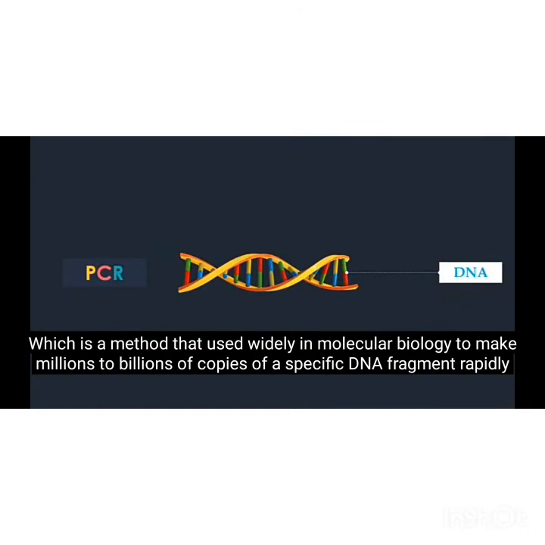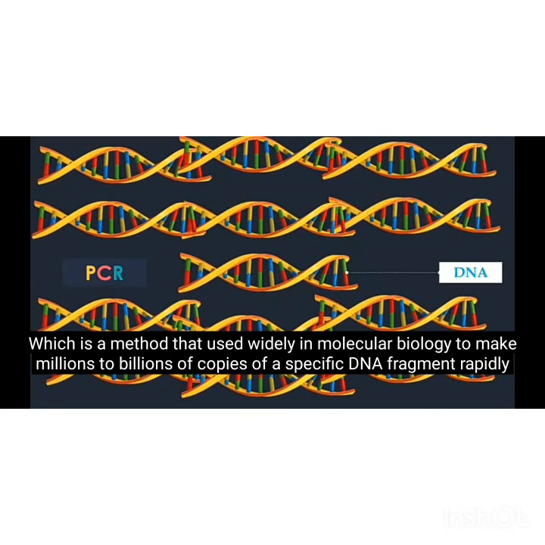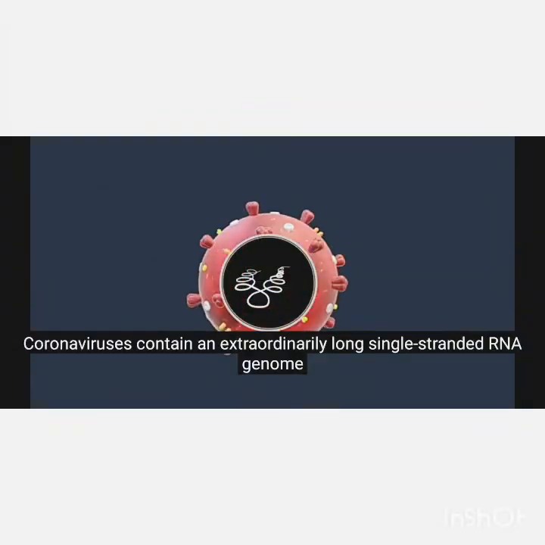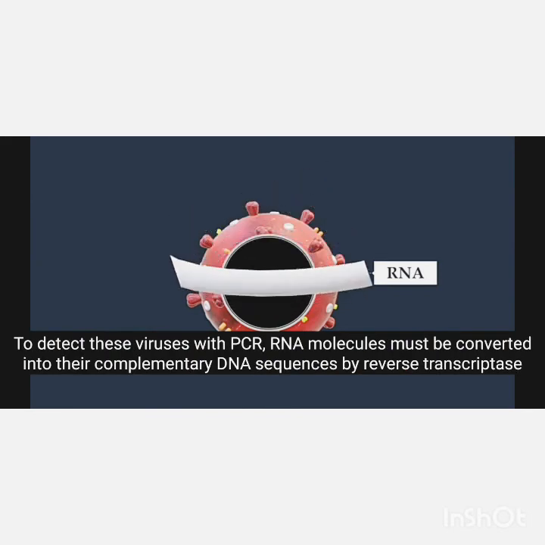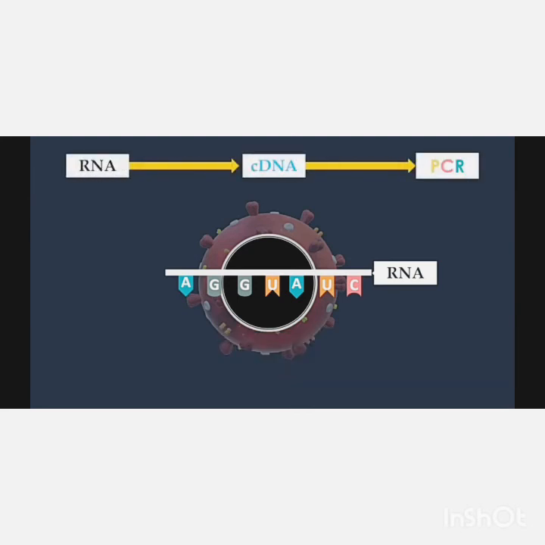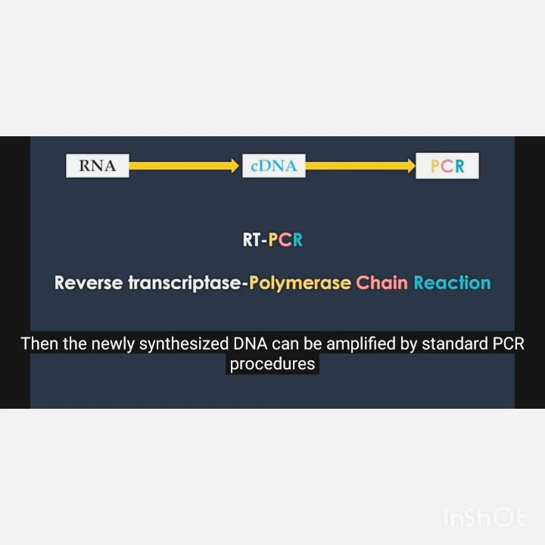PCR is a method that is used widely in molecular biology to make millions to billions of copies of a specific DNA fragment rapidly. Coronaviruses contain an extraordinarily long single-stranded RNA genome. To detect these viruses with PCR, RNA molecules must be converted into their complementary DNA sequences by reverse transcriptase. Then the newly synthesized DNA can be amplified by standard PCR procedures. This approach is universally called Rt-PCR.